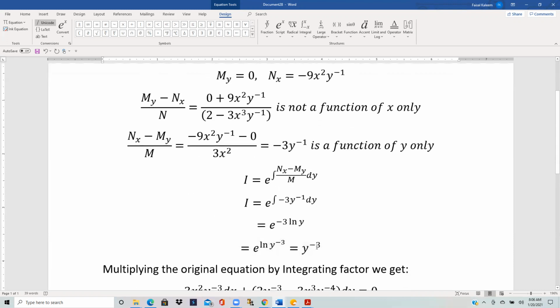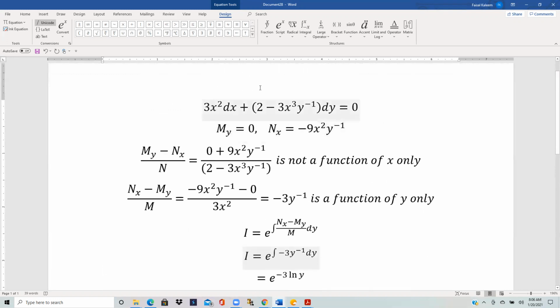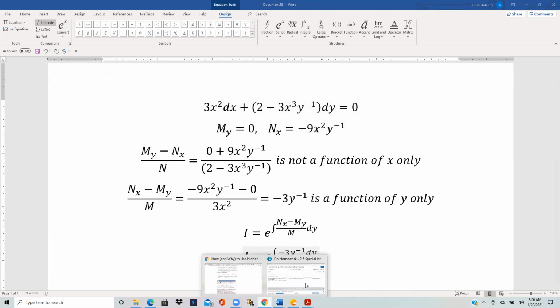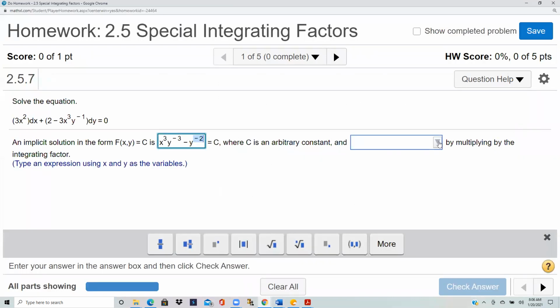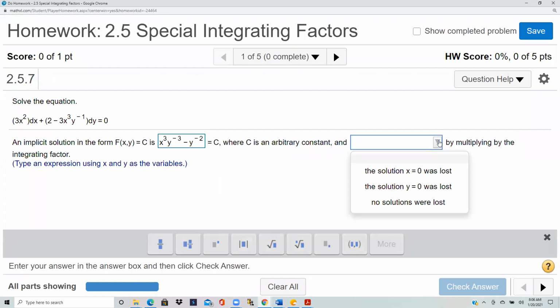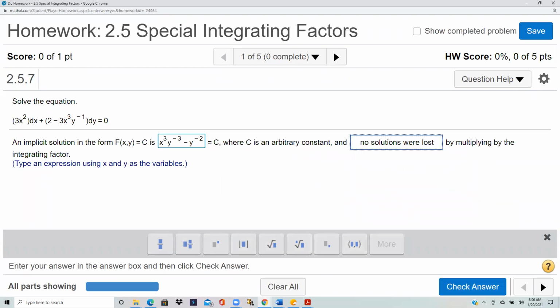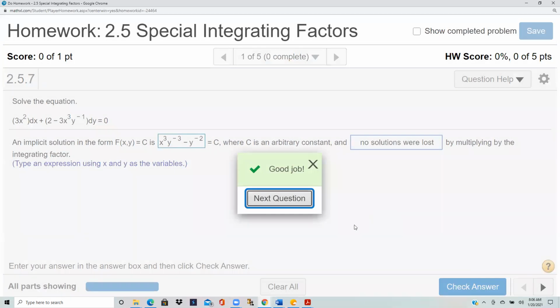And then multiplying by this kind of a factor would make you lose it. But in this case, that was not the situation. So 1 over y cube does not make you lose anything from the original. And no solutions are lost. Okay.